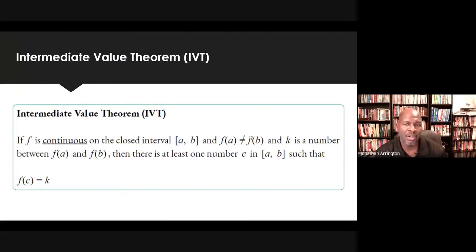Now this is what is called an existence theorem, meaning it just states that such a number c where f of c equals k exists. It doesn't tell you how to find c or how to find k. It just says such a number should exist. So let's expand a little bit more on this theorem with a graphical illustration, and maybe it will make a little bit more sense.